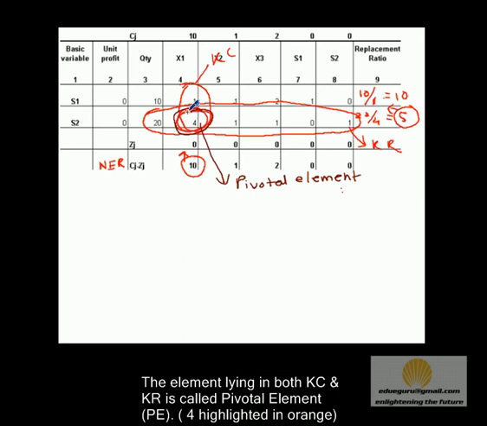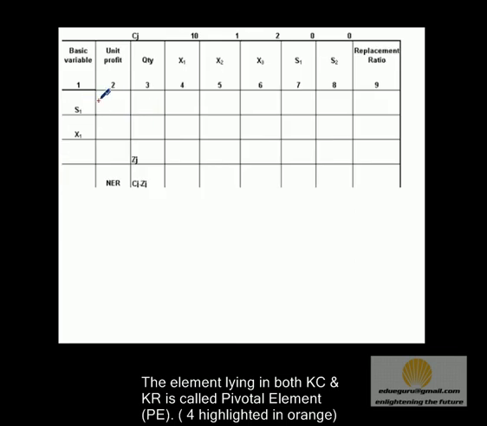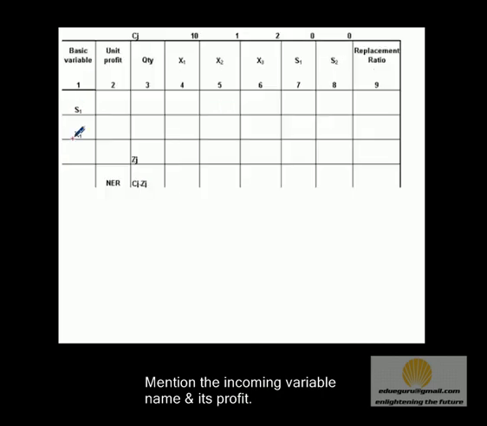Now our next step is to find the second table. So this table will look something like this. We have total profit, this is the net evaluation row, this is the pivotal element, this is the key row, and this is the key column. We have discussed these. Now we'll construct our table 2. We insert the incoming variable, that is x1 here, since x1 is selected, and s1. So we'll put s1 and x1.